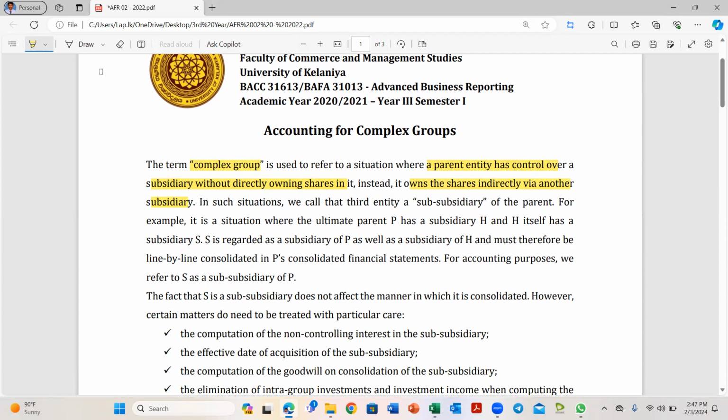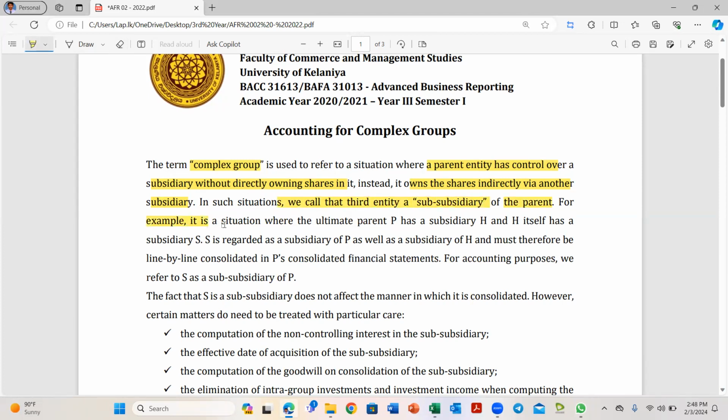In the complex group, we have a parent. That parent owns a subsidiary. That subsidiary owns its own subsidiary, which from the parent's perspective is called a subsidiary. You can see here. In such a situation, we call that third entity a subsidiary of the parent.